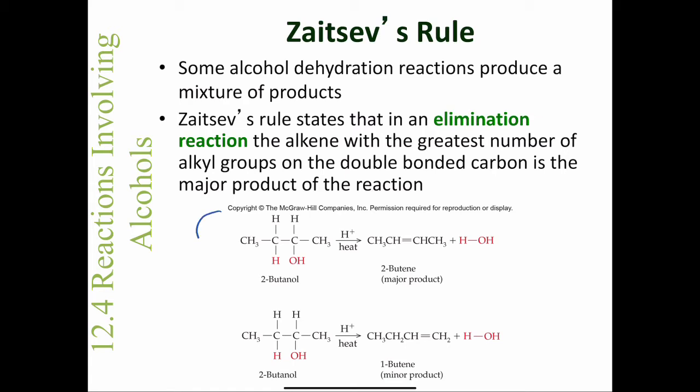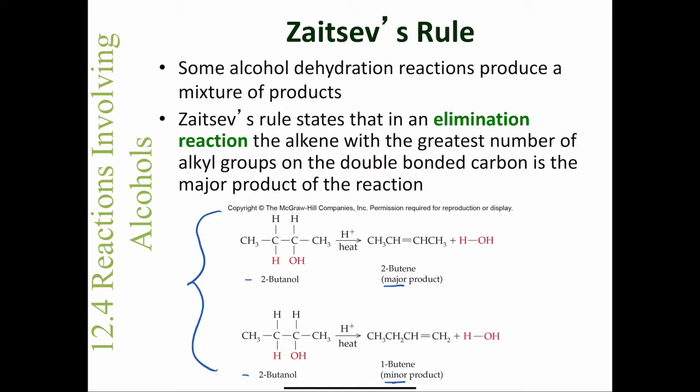So let's look at these two dehydration reactions shown down here. They're both the dehydration of 2-butanol. The starting material is the exact same in both cases, and in both cases we're treating 2-butanol with acid and heat, but we get two different products. We get 2-butene, which is the major product, and we get 1-butene, which is the minor product.